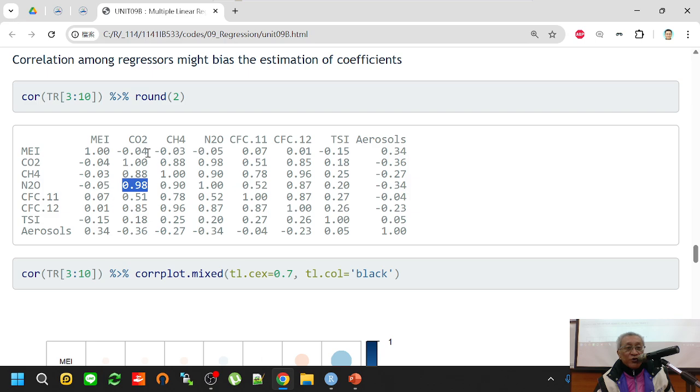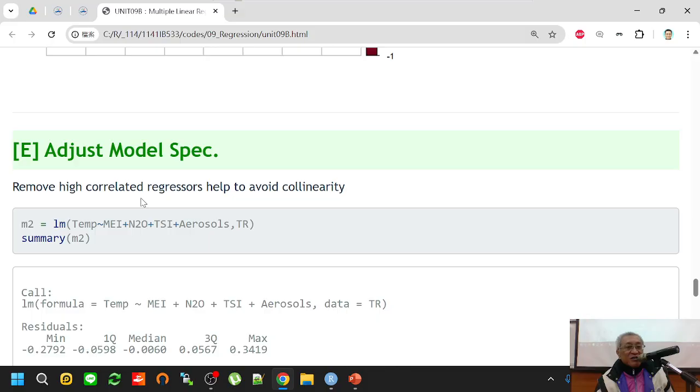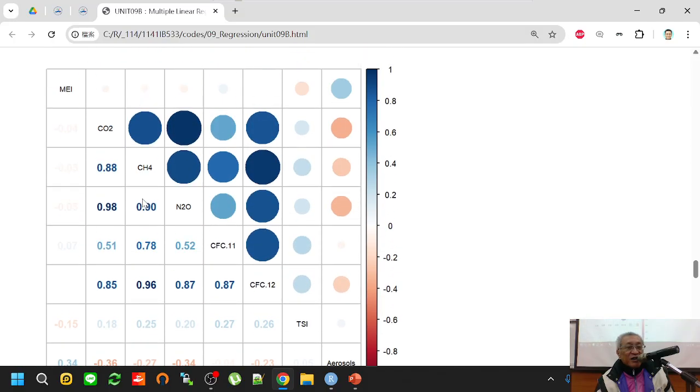So as you can see, among these predicting variables, some of them have a very high correlation, for NO2 and CO2. The coefficient is as high as 0.98, which means that their values have very strong correlation within themselves, right? And when they have such a strong correlation, it would affect the accuracy of the coefficient, right?